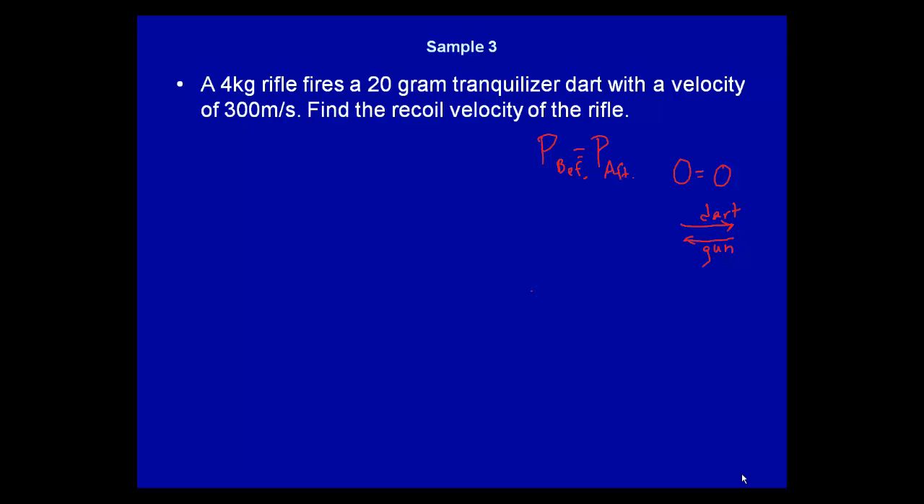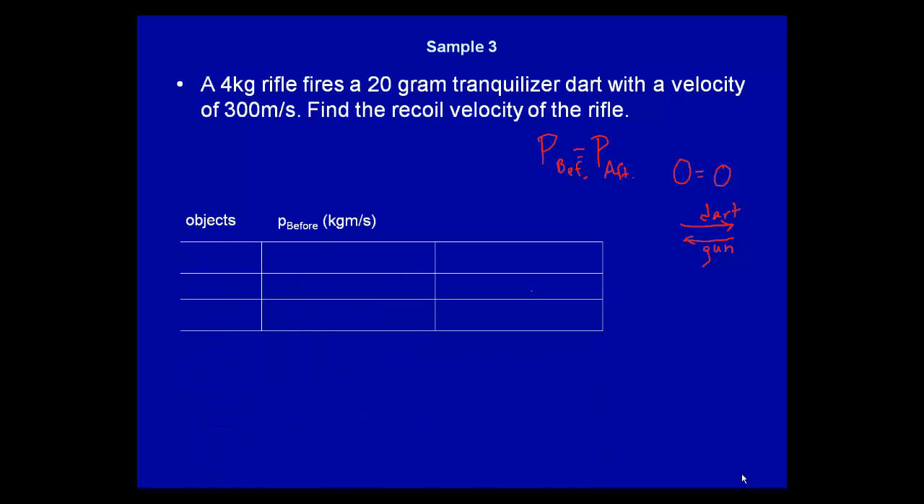Okay, now let's work on trying to solve it. Start by our table. A will be the rifle, B will be the dart, rifle, dart, and total. And again, if you want to call them A and B, you can. If you want to call them rifle and dart, you can. Either one. Now let's try and figure out the momentum beforehand. Well, I have 4 kilograms times 0, so before I have no momentum in the rifle. The dart, 0.02 times 0, it also has no momentum beforehand. So my total momentum beforehand is 0. That means I have to have a momentum of 0 afterwards.